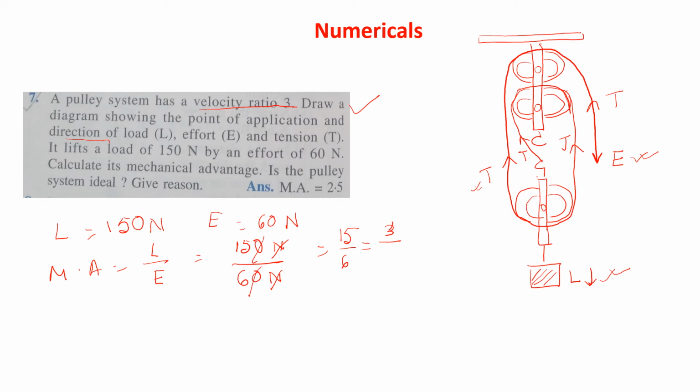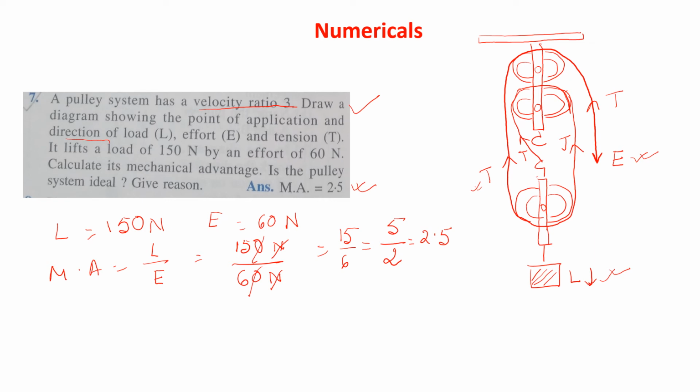Sorry, 5 by 2. It is equals to 5 by 2. 3 5s are 15, 3 2s are 6. So it is coming 2.5. Mechanical advantage is equals to 2.5.